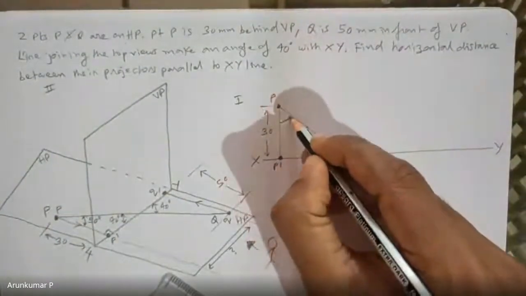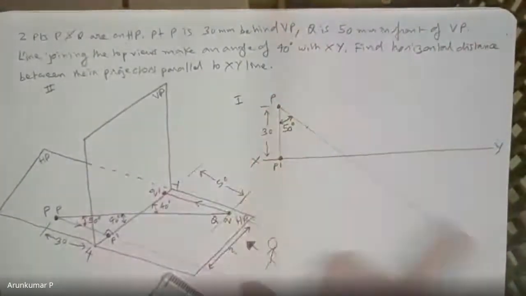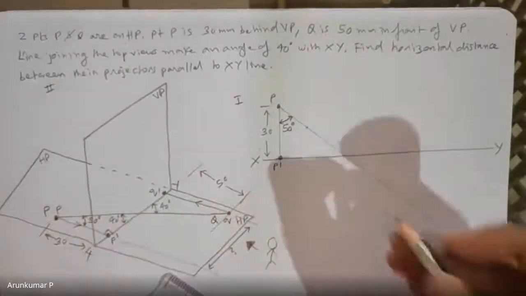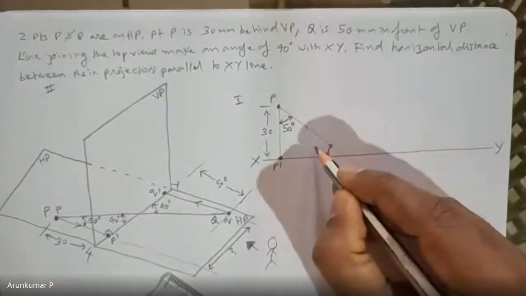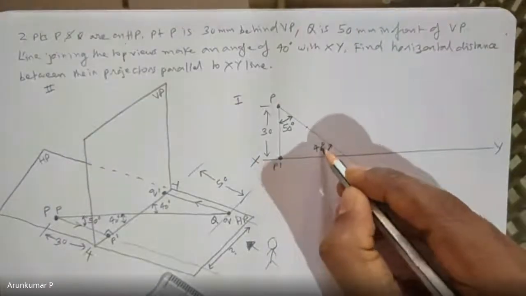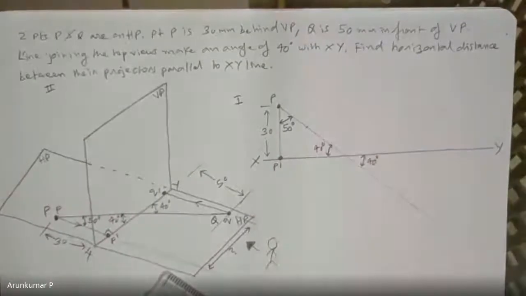So at 50 degrees, you have to draw the line, this line joining the top views, at 40 degrees to XY. Okay.